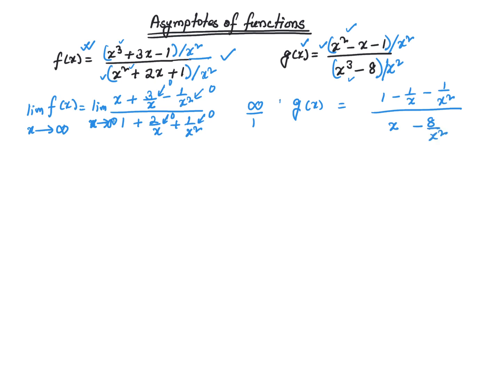Now if I were to take the limit of both sides, limit as x approaches infinity, this is going to go to 0, this is going to go to 0, this is going to go to 0. So that's gone. So we have something that's like 1 over x, but x goes towards infinity, so the whole thing goes to 0. So the limit as x approaches infinity of g of x is going to be 0.